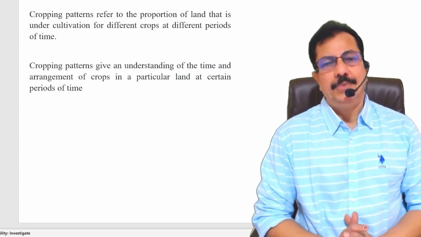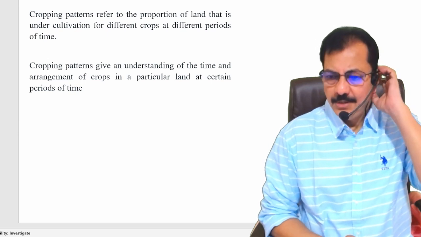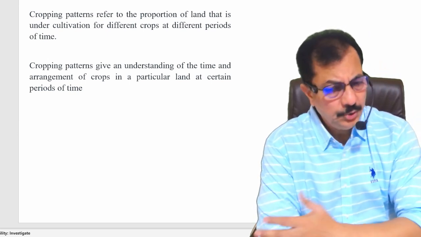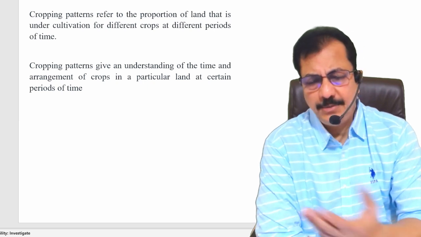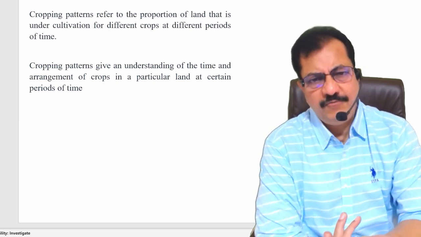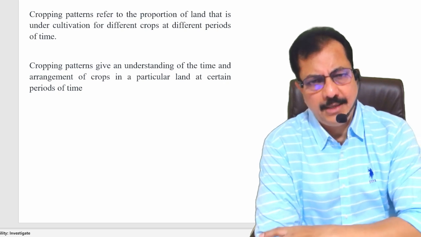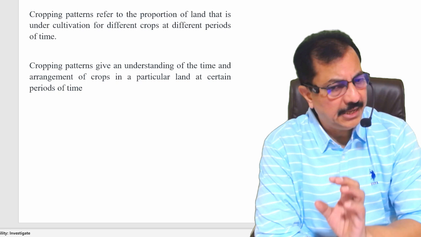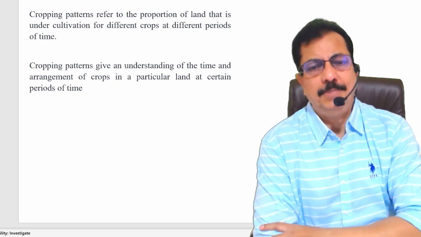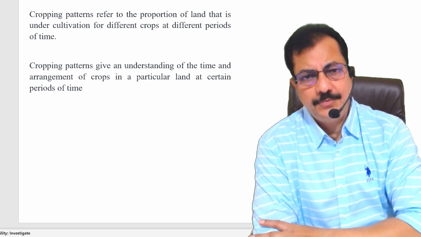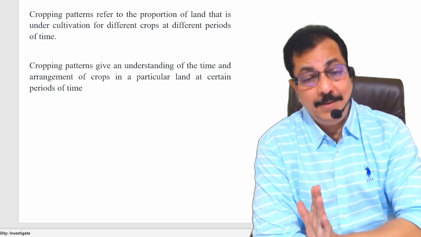So this is the cropping pattern. What exactly do you mean by the cropping pattern? You have a land, say for example 10 acres or 5 acres, and very small farmers may have half an acre or 1 acre of land. And how exactly they are utilizing this land for the purpose of agriculture, for cultivating the crops, that is called cropping pattern.